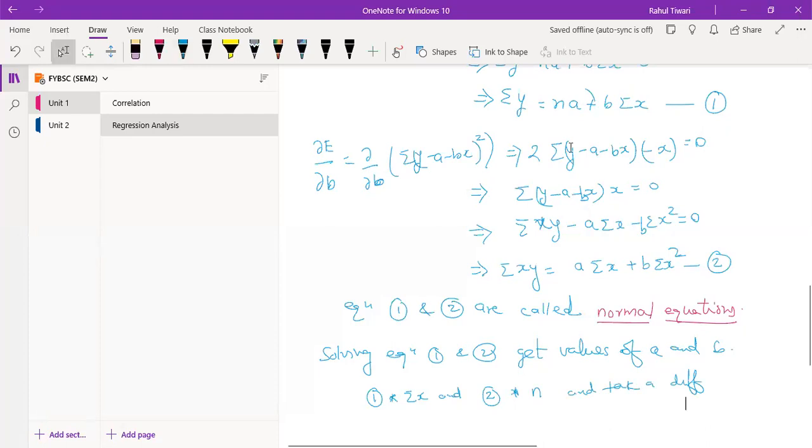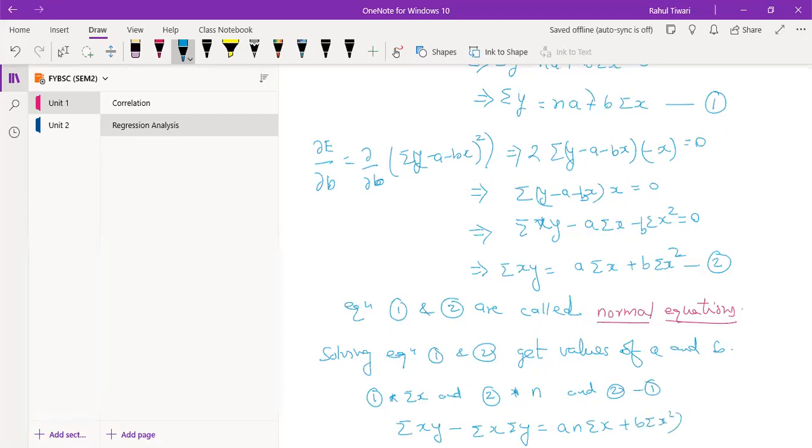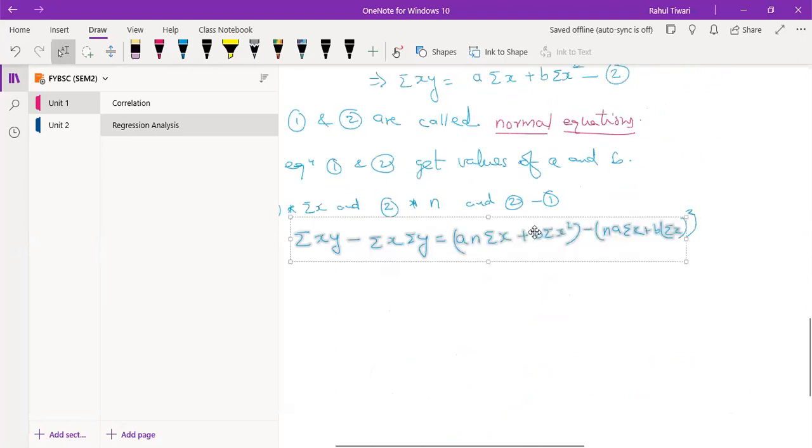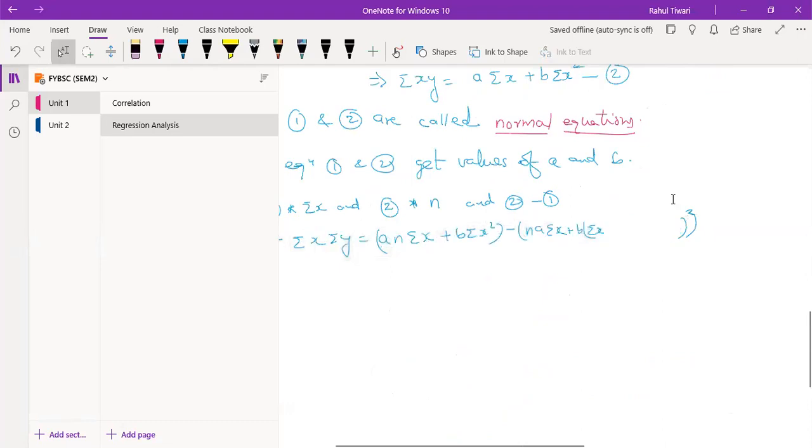What will you be getting here? Understand? Take the difference, 2 minus 1. So it is summation xy times n minus summation of x, summation of y, equal to again a times n into summation of x plus b times n summation of x square, minus a times n summation of x plus b times summation x whole square. Can you understand? Or is there some correction in that? Let me know. It may happen, some correction will be there.